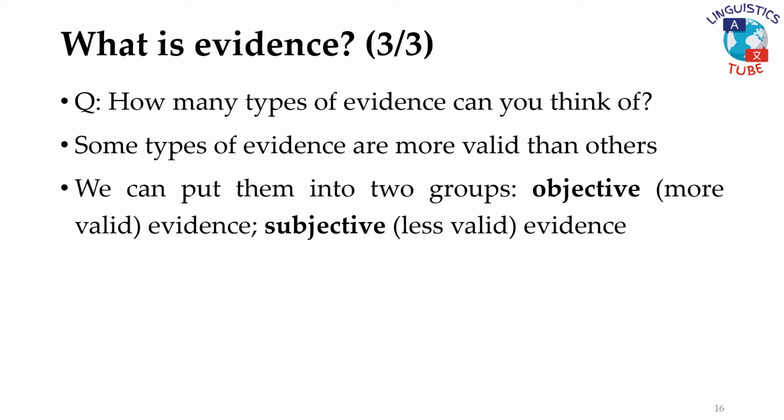There are many types of evidence, and some types are more valid than others. In fact, we can roughly put the major types of evidence into two groups: less valid evidence, which are more subjective types of evidence, and more valid evidence, which are more objective types. Please pause the video now to think of types of evidence that can be used in an argumentative speech. Let's now have a look at more and less valid types of evidence.